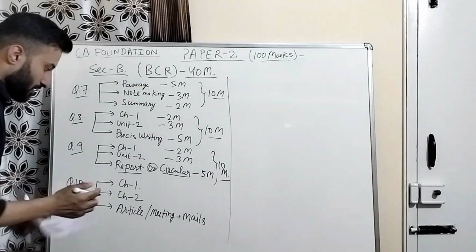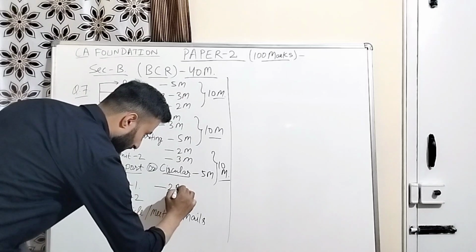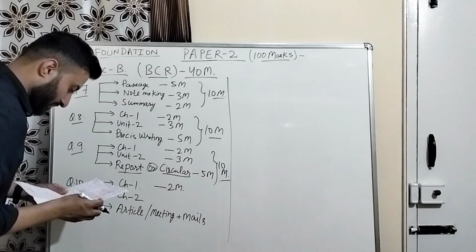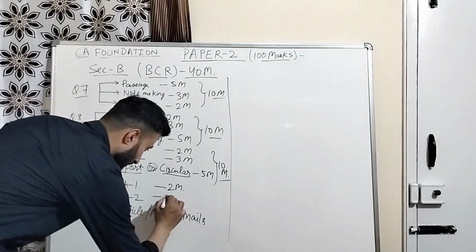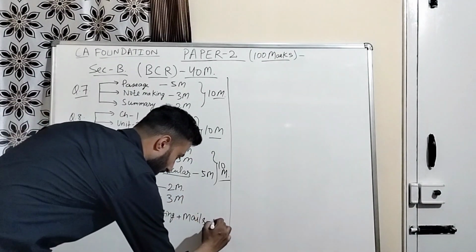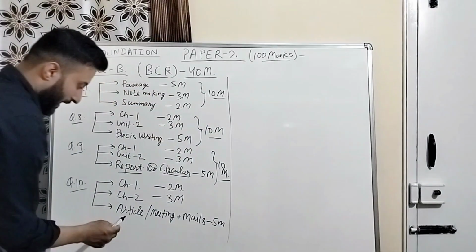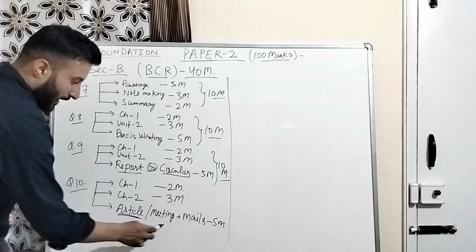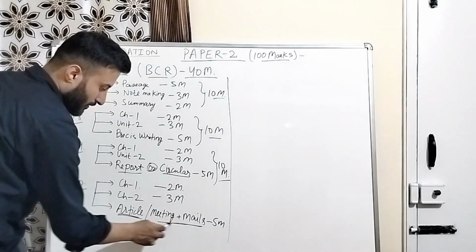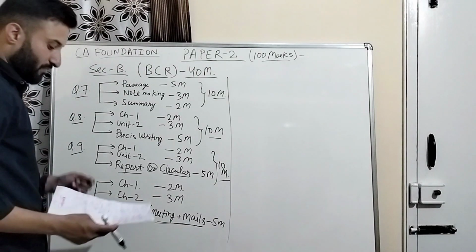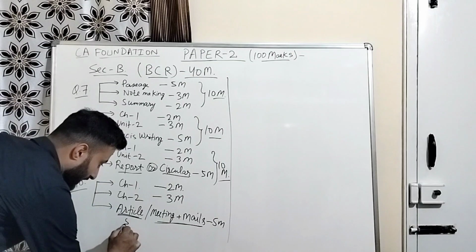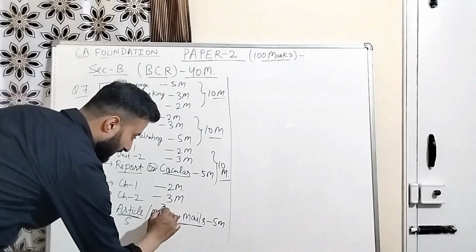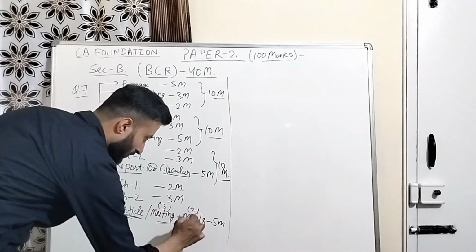So same, chapter number 1 will come for 2 marks. From chapter number 2 it will come for 3 marks, and this will be for 5 marks. Okay, either they will tell you to write the article, or they will tell you to write the meeting plus mails. If they ask for an article, it will be directly for 5 marks. Meeting plus mail means meeting for 3 marks, mails for 2 marks.